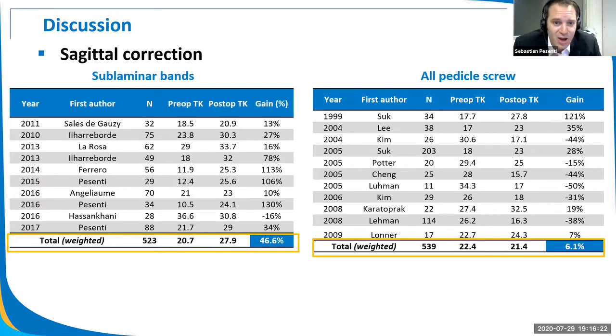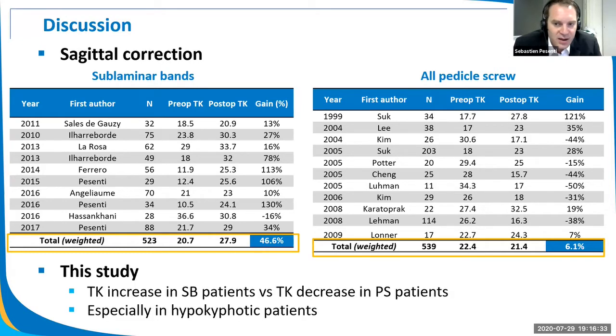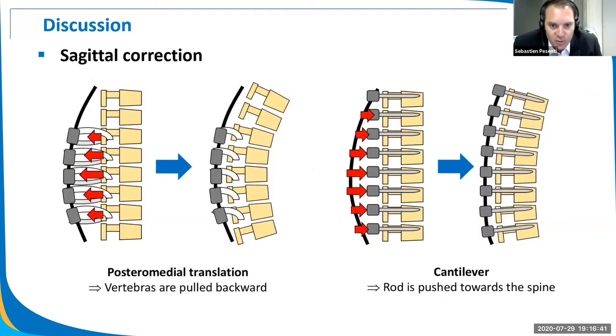In terms of sagittal correction, in the literature, the bands have the reputation of allowing for a great increase of thoracic kyphosis, whereas quite all the studies with pedicle screws have shown a decrease of kyphosis. That's in line with what we found in our study, and it was especially true in hypokyphotic patients. Why is that? Well, it's because the philosophy of reduction is totally different between the two kinds of implants. When you use the bands, you attach your vertebrae to the rod, and by tensioning the bands, you have the ability to pull your spine backward, leading to an increase of kyphosis.